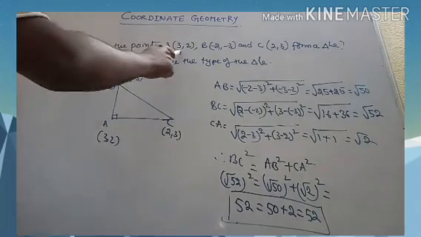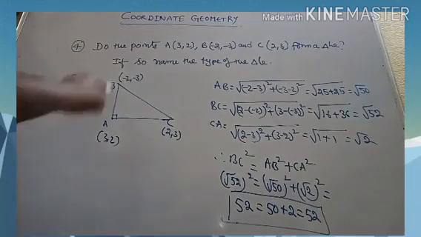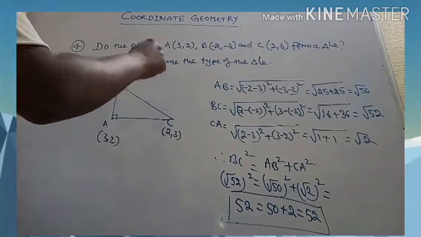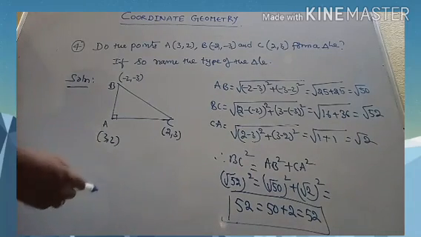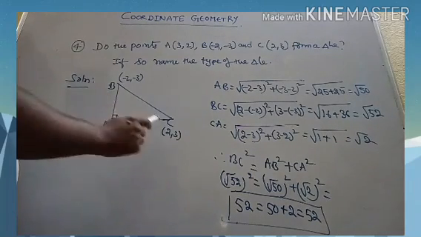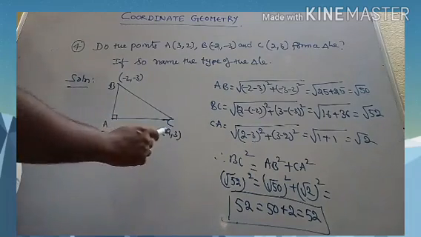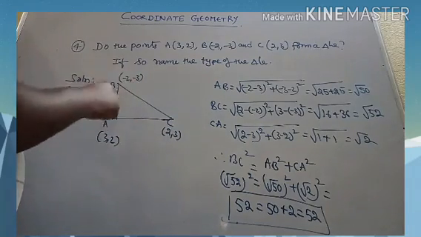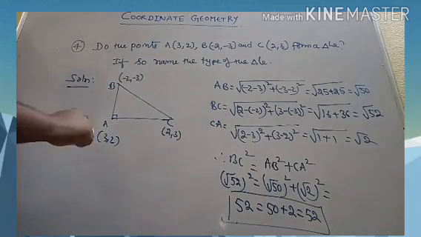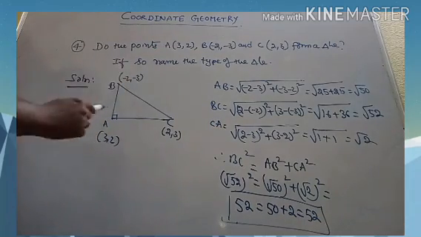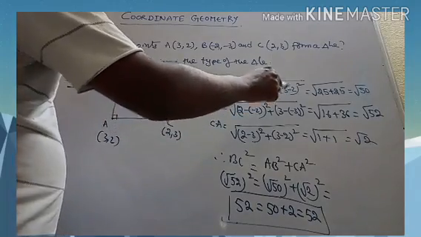Do the points A, B, C given form a triangle? If so, name the type of the triangle. Let us take A as (3, 2), B as (-2, -3), and C as (2, 3). Let us find the distance AB. Take A as (x1, y1) and B as (x2, y2). Now the distance is the square root of (x2 minus x1) whole square plus (y2 minus y1) whole square.